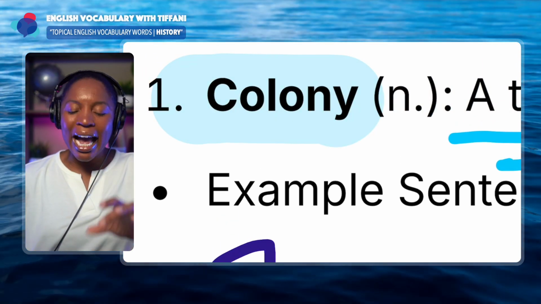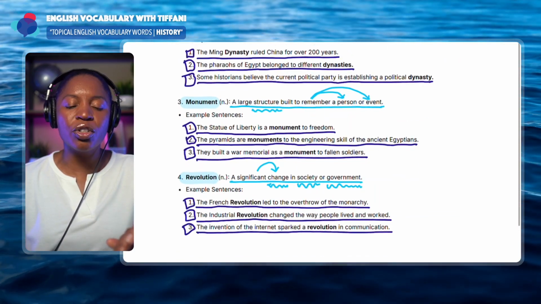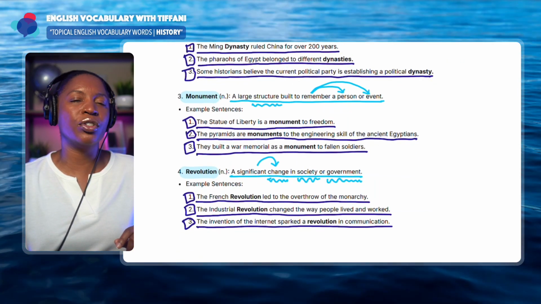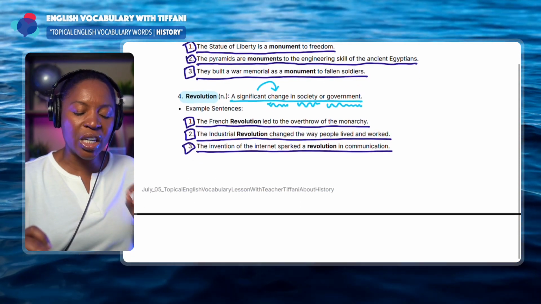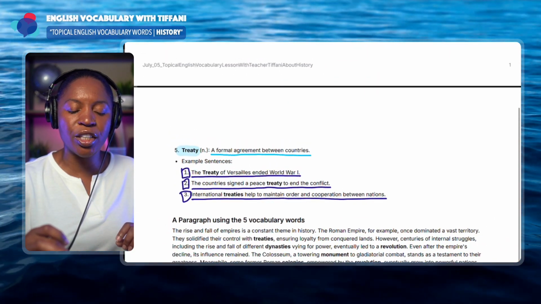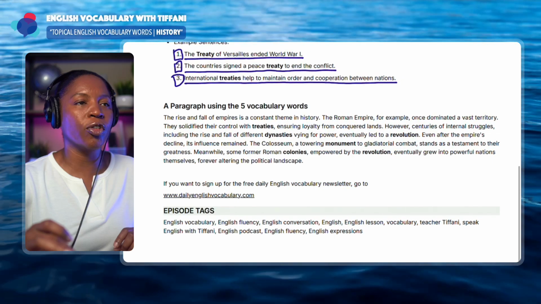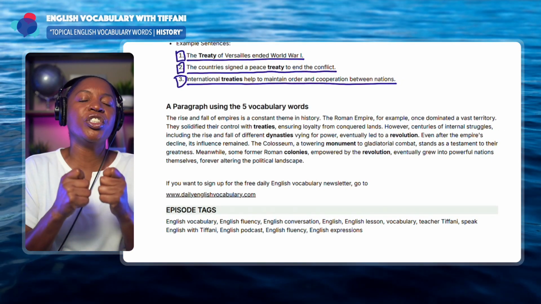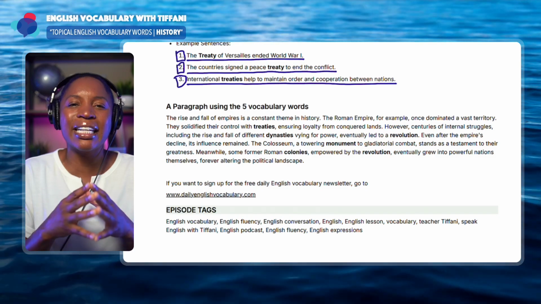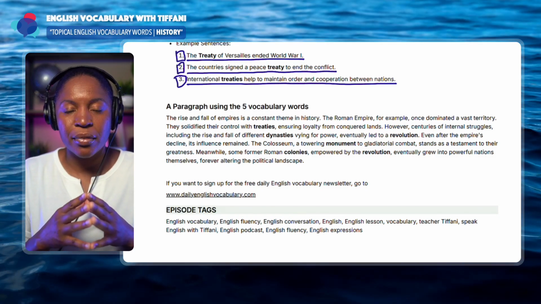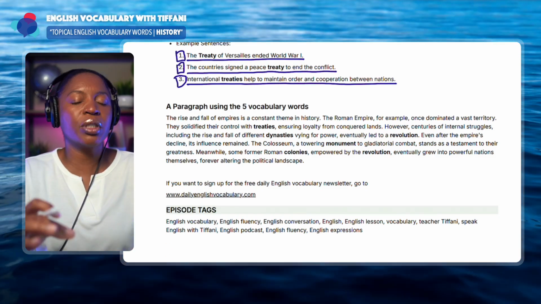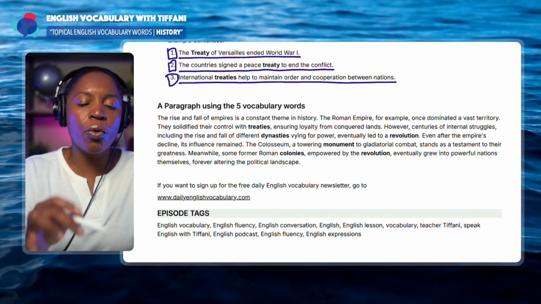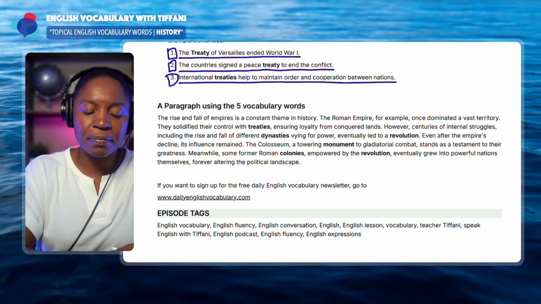Excellent. All right. Now what we're going to do is we're going to read a paragraph. I'm going to read this paragraph to you, and this paragraph includes each of the 5 words we just went over. Also, I want you to keep in mind these words are connected to our topic for today, history. Listen closely as I read this paragraph. Listen for the words. Here we go.